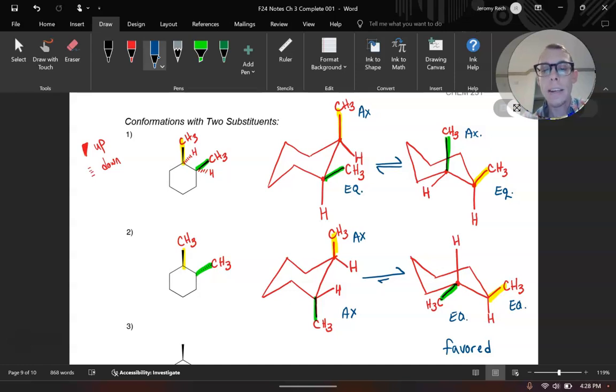Hopefully now you've had a little bit of practice on drawing some chair structures and thinking about stability. In class, we're going to get a bunch more practice about drawing these and thinking about our stability. But for this, I think that's a good spot to end, and I will go ahead and see you in the next one.